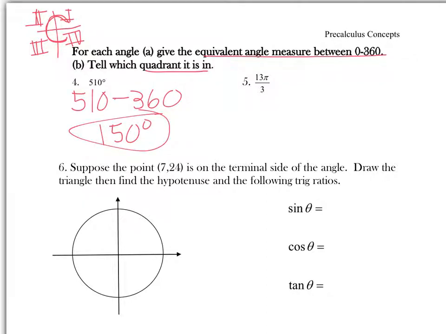Okay, 13 pi over 3. Now, if you prefer degrees, you could go ahead and, oh, sorry, I didn't say what quadrant that's in. That would be quadrant 1, right?